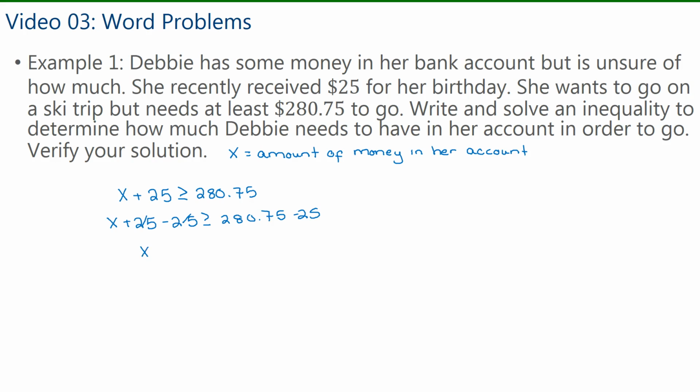So I get that X is greater or equal to 255.75. So now I'm going to write a statement and say that Debbie needs at least $255.75 in her account.